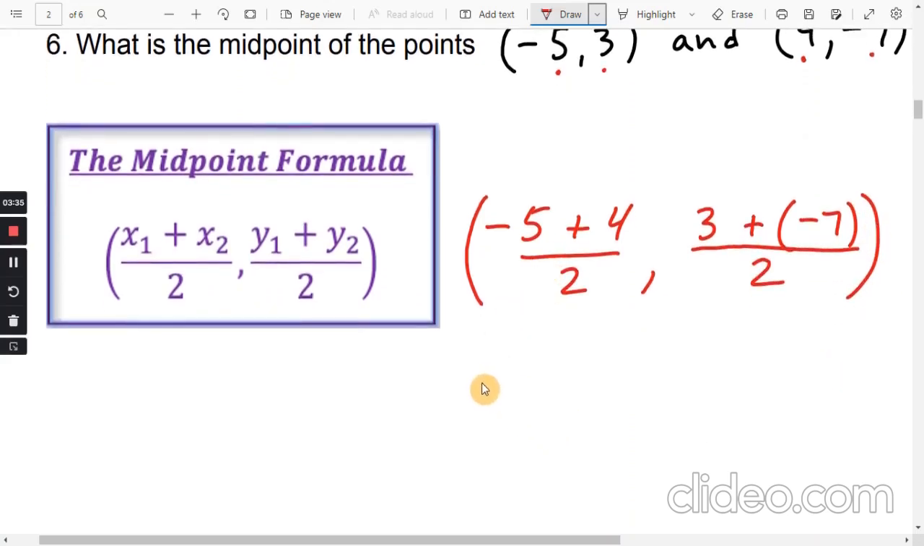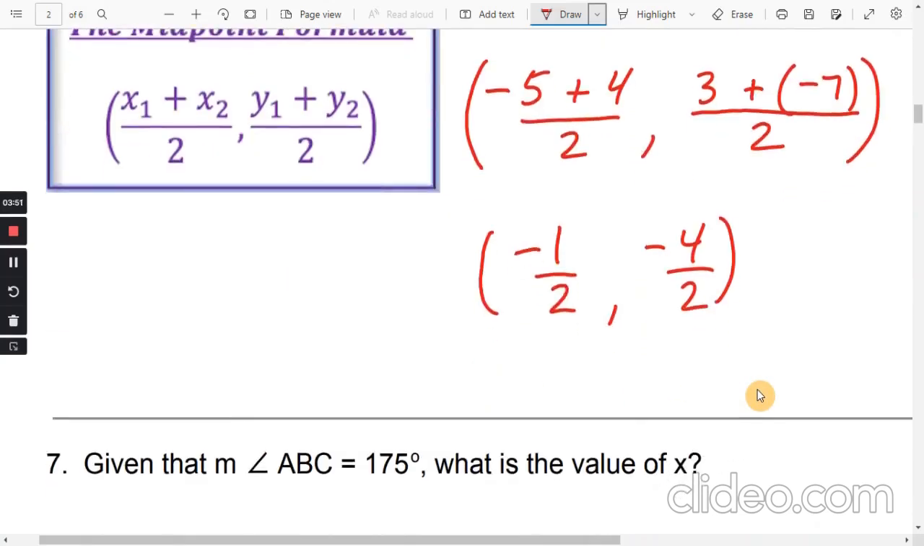All right. Negative 5 plus 4 is negative 1, and that's over 2. 3 plus negative 7 is negative 4, and that's over 2. And finally, nothing you can do with negative 1/2 unless you want to make it negative 0.5, but that's the same thing. And negative 4 over 2 is negative 2. Final answer.